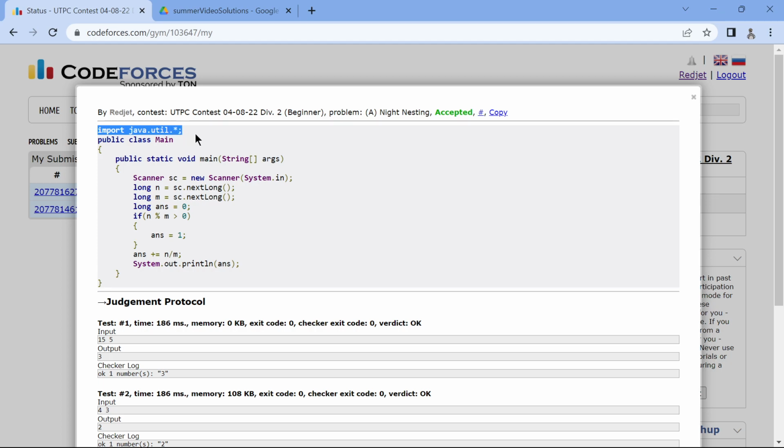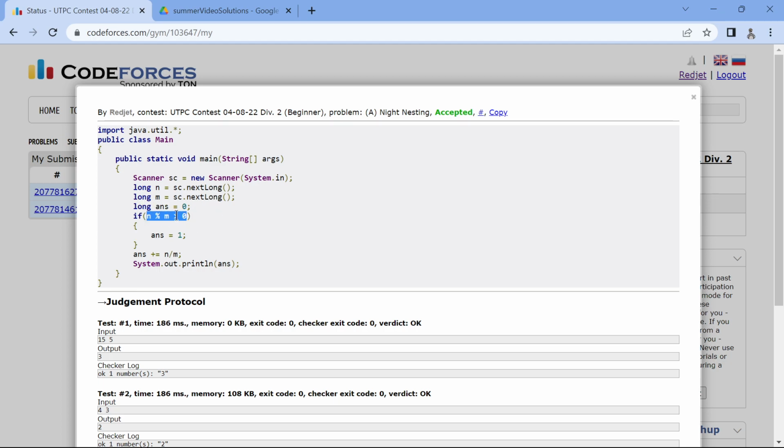So we first imported java.util so we can use our Scanner. Then we put in n and m. The reason why we are using long is because n and m could be up to 10 to the power of 18, which does not fit within an integer. Hence, we had to use long for our answer as well.